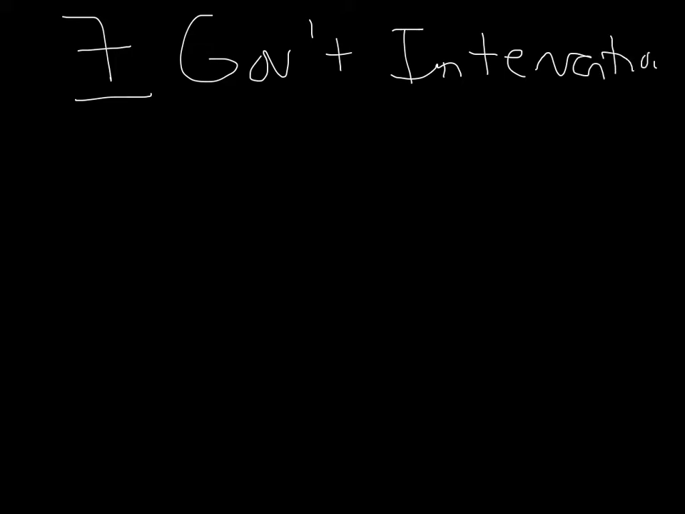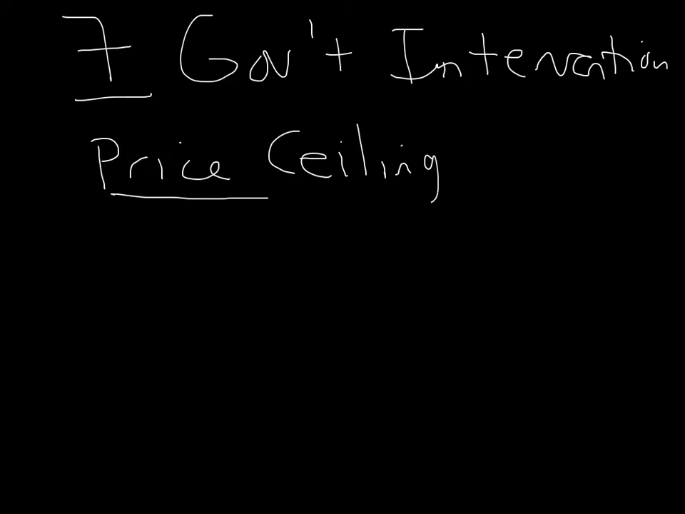Chapter 7 deals with government intervention in the marketplace. Two types of government intervention. One is when they set a price ceiling. This is when the government thinks the price is too high. So, for example, some buildings that are rent control.